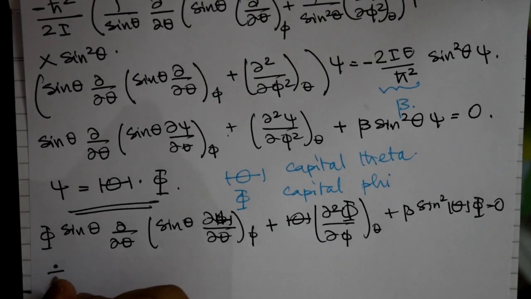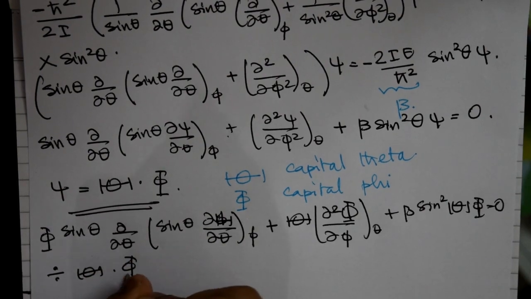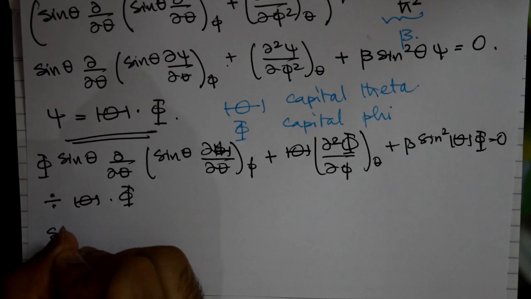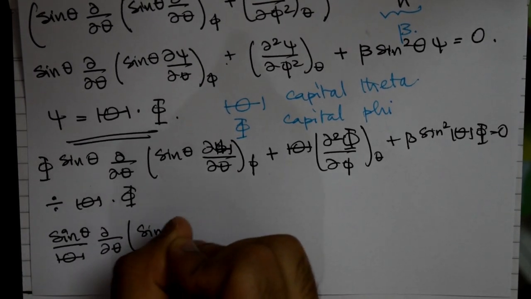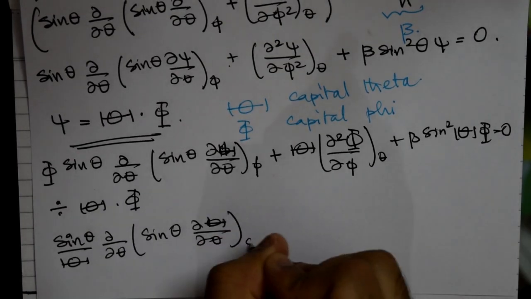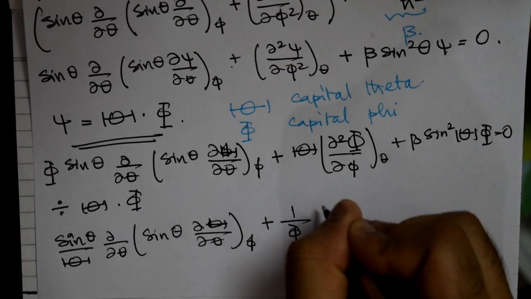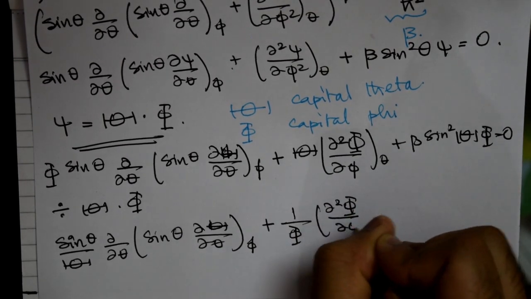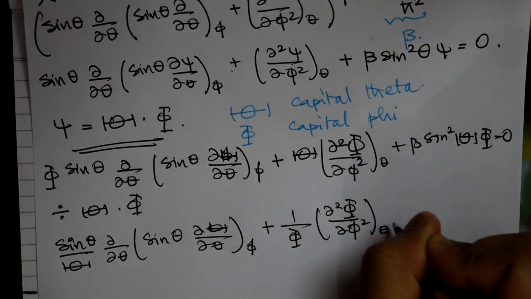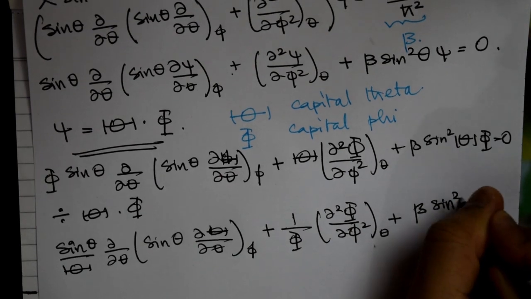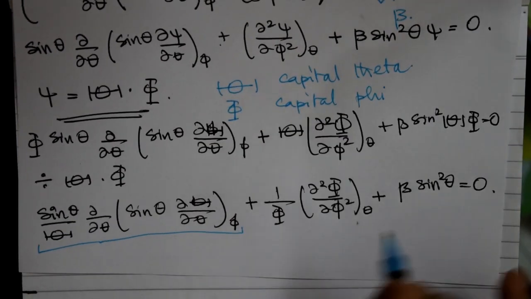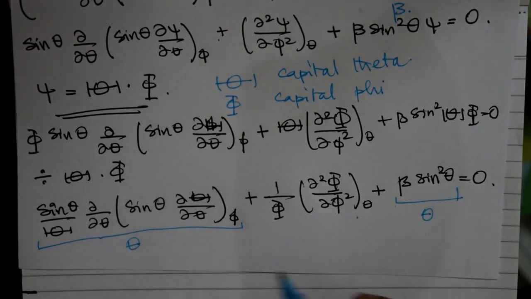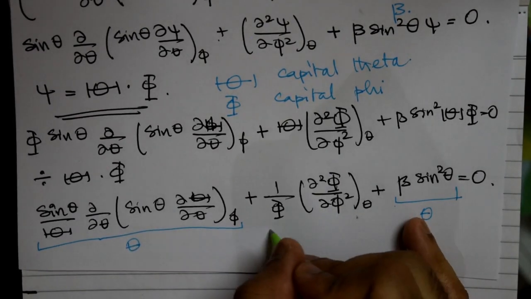Now, having done this, divide the entire equation by capital theta and capital phi. What would this end up doing? This ends up giving sine theta by capital theta dou by dou theta of sine theta dou capital theta by dou theta, plus 1 over capital phi dou square capital phi divided by dou phi square, plus beta sine square small theta is equal to 0. This is an important step because we have successfully been able to reduce it so that this term and this term only contain theta, while this term contains only phi.